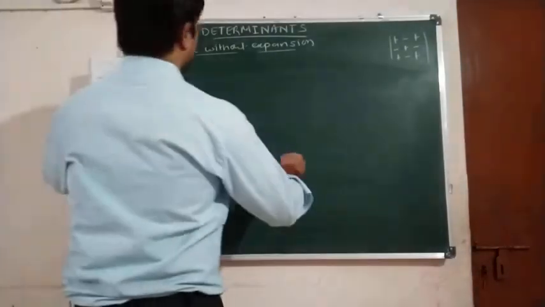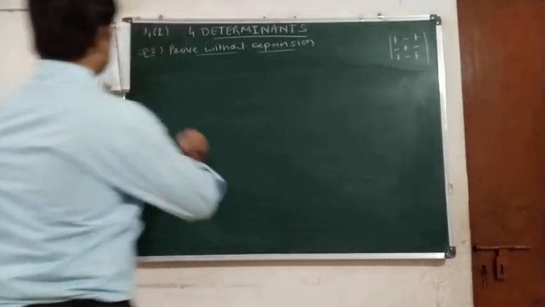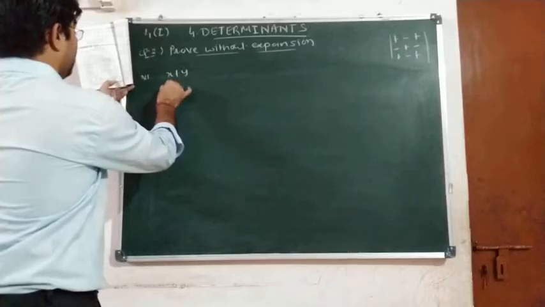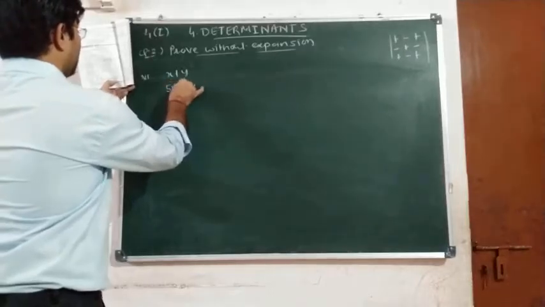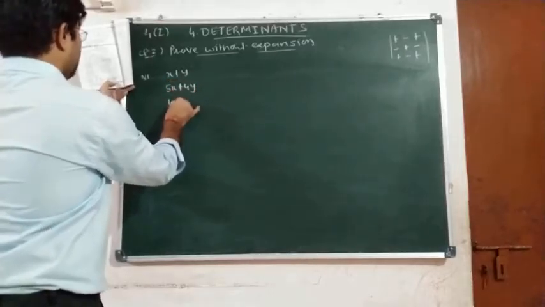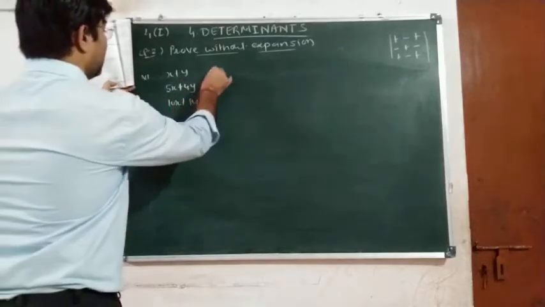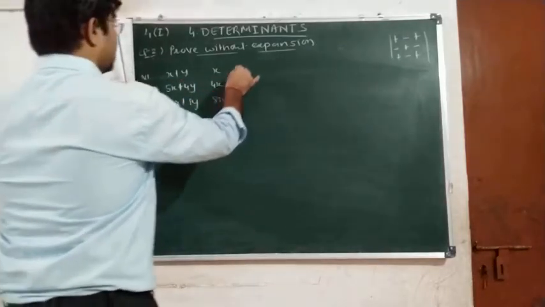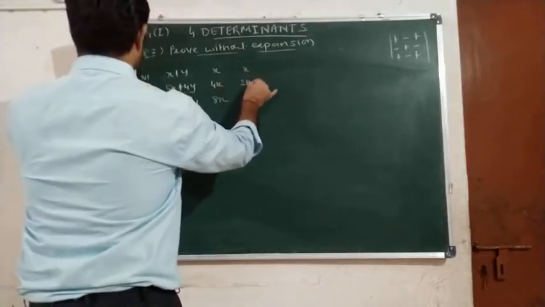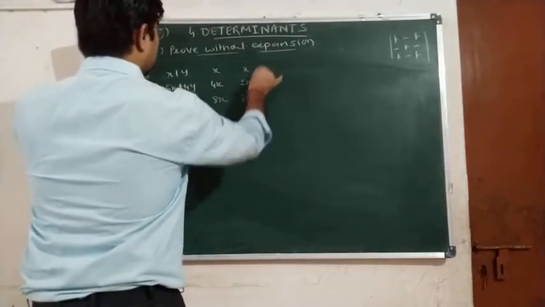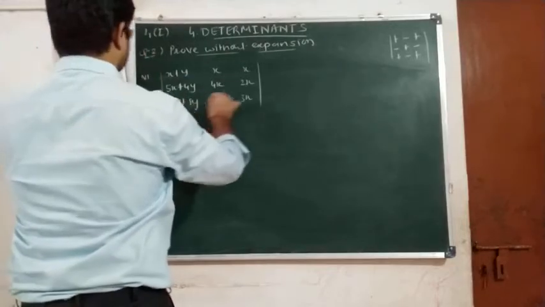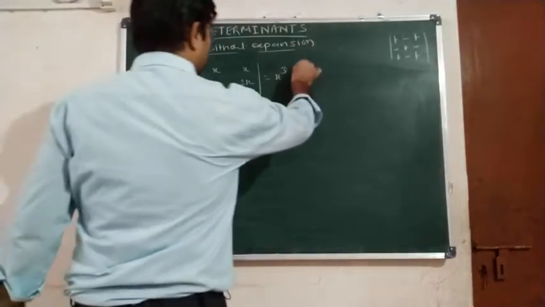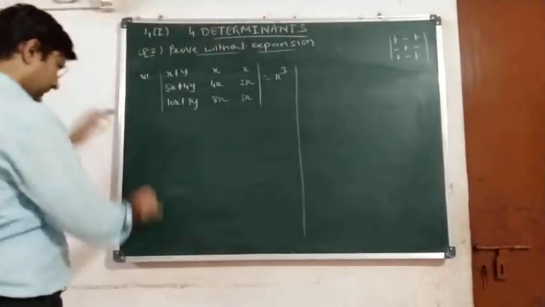Okay, now we will solve number 5. The determinant with rows (x+y, 5x+4y, 10x+8y), (x, 4x, 8x), (x, 2x, 3x) is equal to x cube, and we have to prove this. So let us try to prove this one. Let us take the LHS for this.